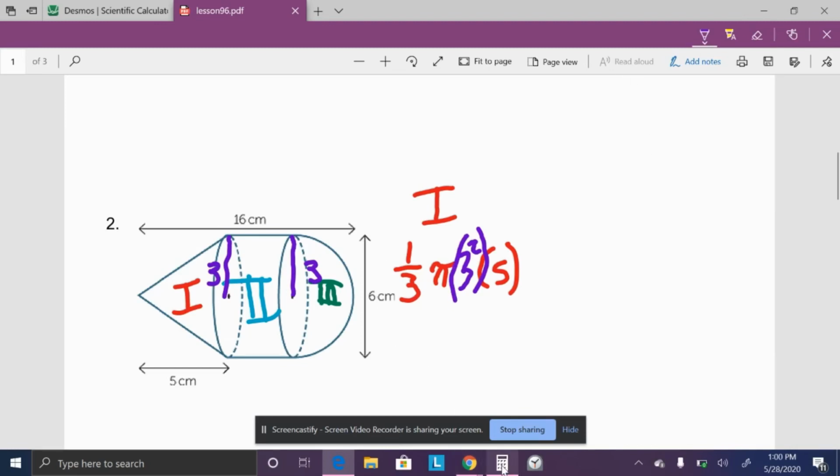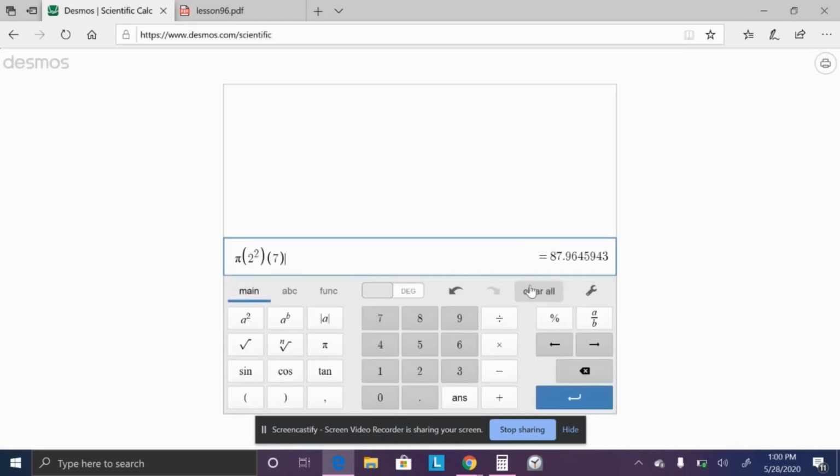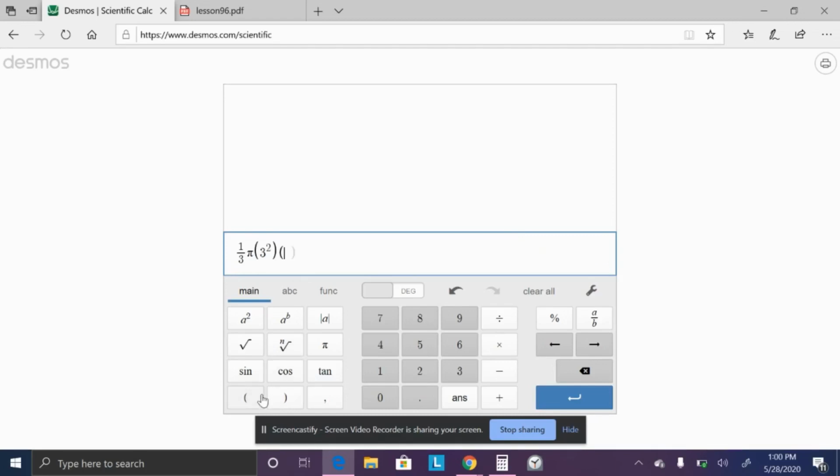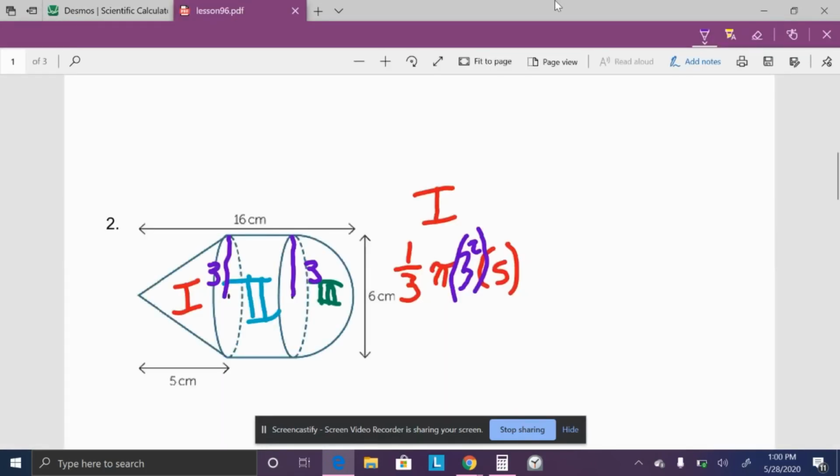So I'm going to plug those numbers into my calculator. 1/3 pi, parentheses 3 squared. And what was the height? The height was 5. 47.12. All right, 47.12.